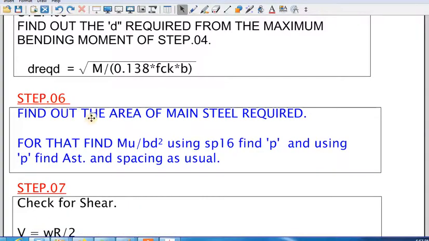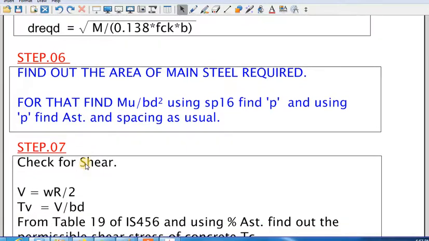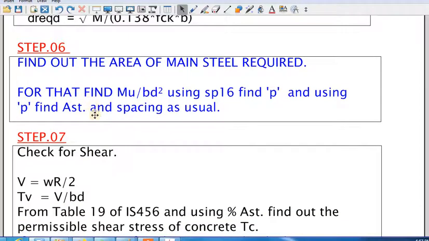The next step is to find out the area of steel required. As you know, we will be finding it from SP16 as usual. For a simply supported, singly reinforced beam, that table you should take. So find out Mu by bd square. Using Mu by bd square and the table in SP16 for singly reinforced beams, corresponding to which fck, you find out P, the percentage of steel required. Once you got P, using P you find out Ast, as we have done in a number of ways. And once you got Ast, find out the spacing as usual.